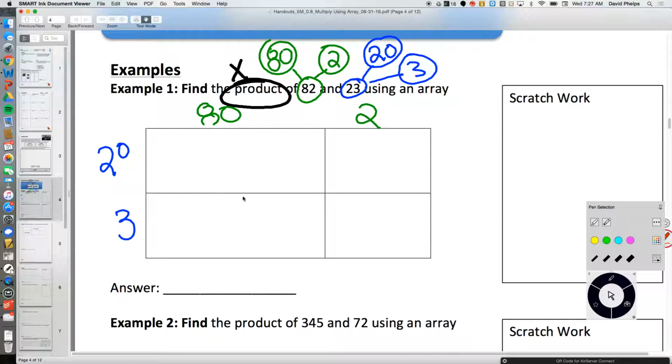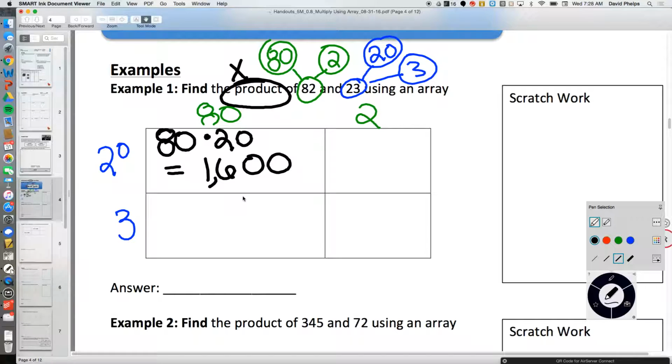I want you to actually write the two factors every time. So let's go back to my black pen. Here we go. 80 times 20. That little dot is the same as the times, the multiplication sign, equals 16 with two zeros, 1,600. Let's go to the right one box.